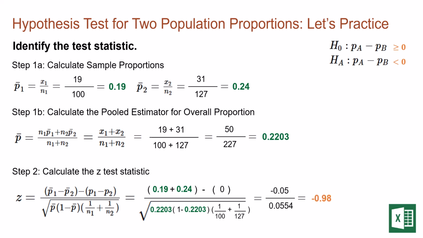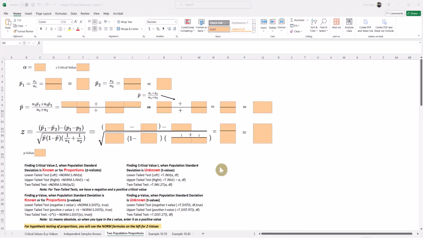All right, let's do these calculations in Excel now. All right, here is the Chapter 10 Excel resources. First, let's calculate the sample proportion for 2020, which is P bar sub 1. Plug in 19 and 100. Then we'll do equals 19 divided by 100, will give us 0.19.